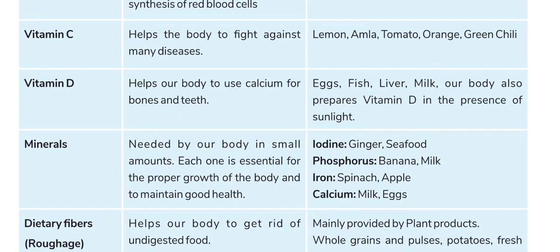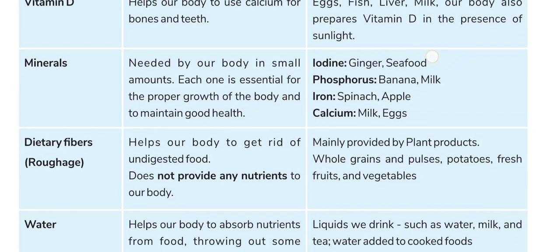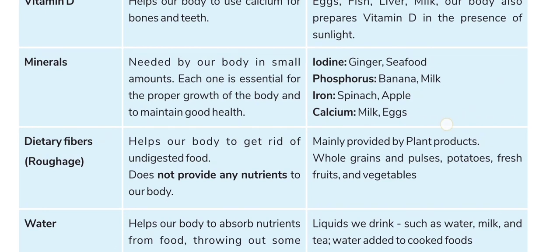Lemon, amla, tomato, orange, green chili. Vitamin D helps our body to use calcium for bones and teeth. Eggs, fish, liver, milk. Our body also prepares vitamin D in the presence of sunlight. Minerals are needed by our body in small amounts. Each one is essential for the proper growth of the body and to maintain good health. Iodine: ginger, seafood. Phosphorus: banana, milk. Iron: spinach, apple. Calcium: milk, eggs.